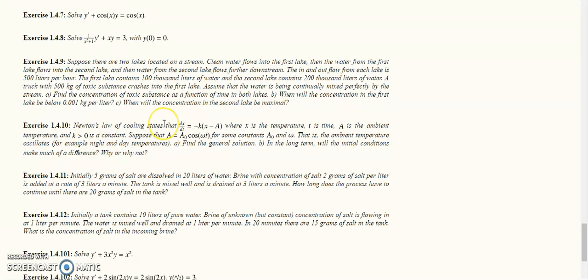In this specific case, we are given that A equals A naught cosine of omega t, where A naught and omega are constants. This means that the ambient temperature oscillates, sort of like night and day temperatures. Part A states that we have to find the general solution, and part B asks us to find out whether the initial conditions make much of a difference and why this is the case.